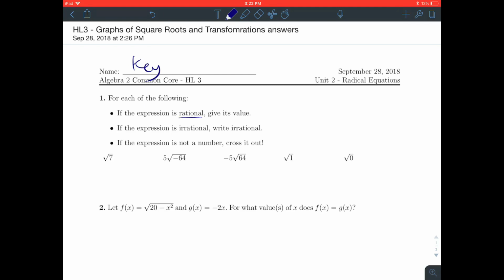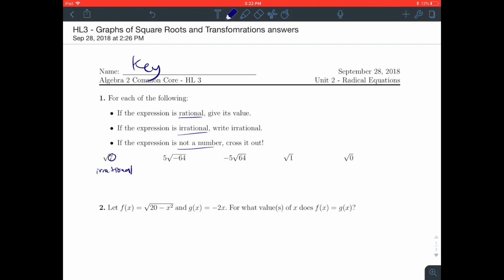So just like in the do now, we're supposed to identify what types of numbers these are: rational, irrational, or not a number, and do some things with it. So square root of 7, because 7 isn't a perfect square, this is an irrational number. We've got 5 square root of negative 64.